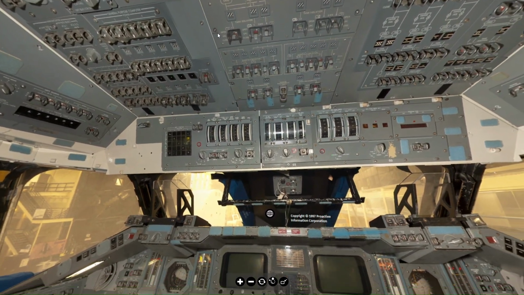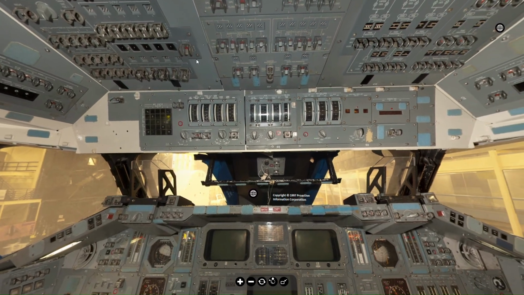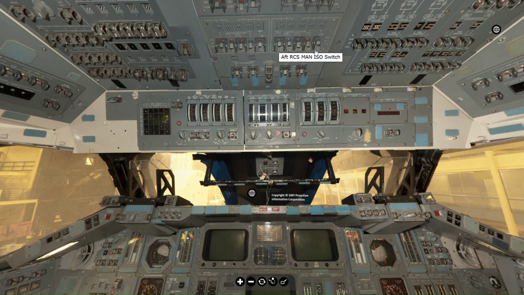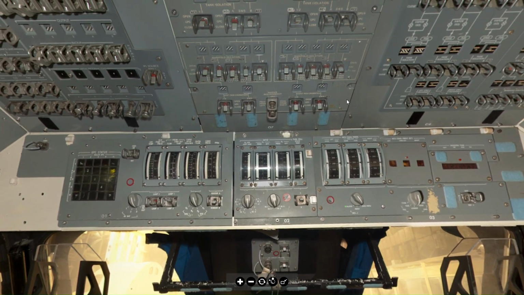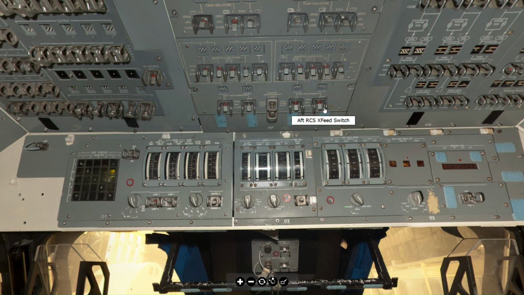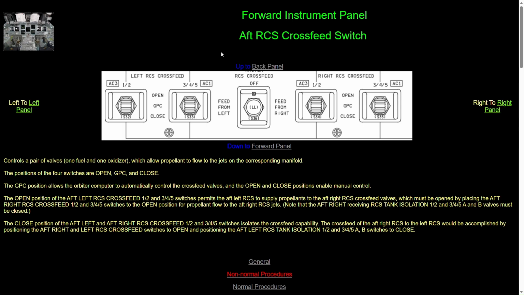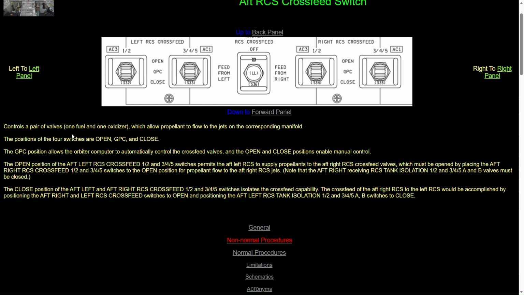But before we do that, we've got to figure out how to move the propellant from one side of the reaction control system to the other. And how we're going to do that is with these switches here, the Aft RCS Crossfeed Switch. And what they do is they control a pair of valves, one fuel and one oxidizer, which allow the propellant to flow to the jets of the corresponding manifold.